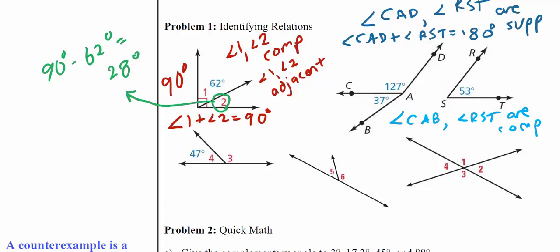So what we see before us, we see two supplementary angles. We see two complementary angles. We don't have vertical angles. We don't have a linear pair. We do have two adjacent angles. We have these two angles that are sharing this side, and they're sharing a vertex. So we can say that angle CAB and angle CAD are adjacent.